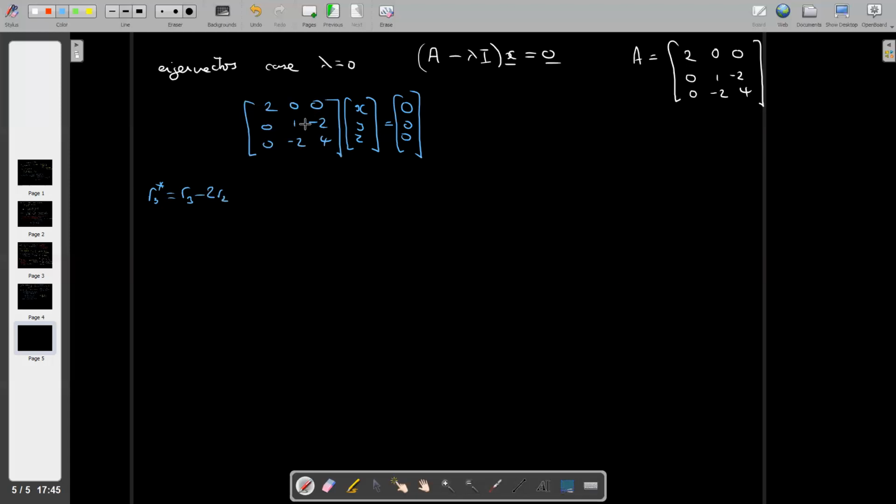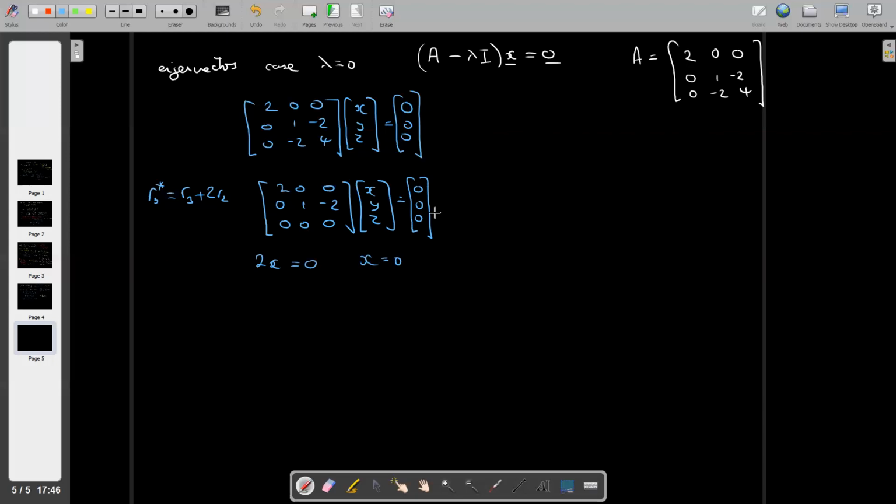Okay, so if I times this by 2 and then add it onto the next one, I'm going to delete the bottom row. So this will give me 2, 0, 0, 0, 1, negative 2, 0, 0, 0 times by x, y, z equals a 0 vector. So there's a couple of things we can read off from here. We're going to have 2 times x is equal to 0. So that means x is equal to 0.